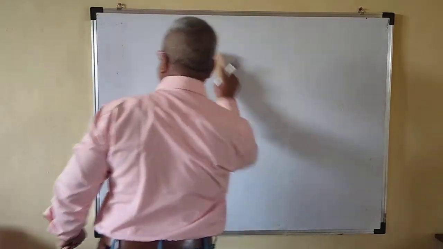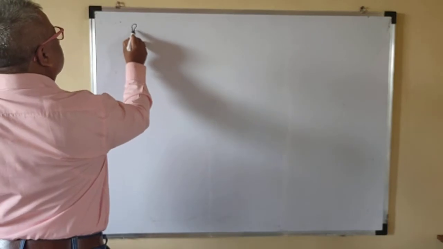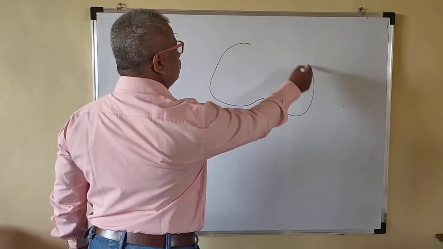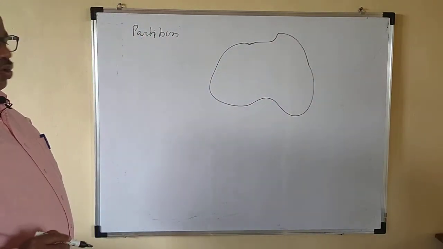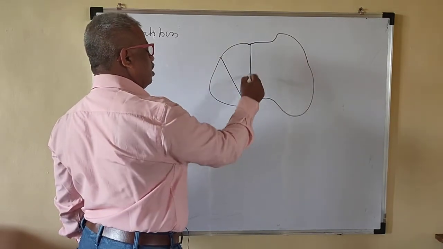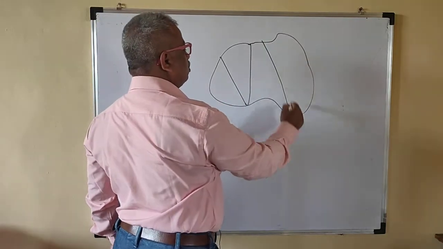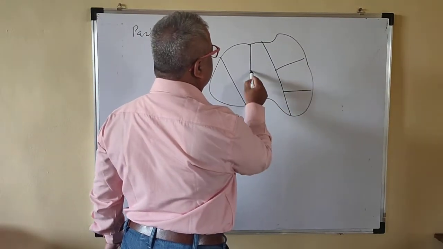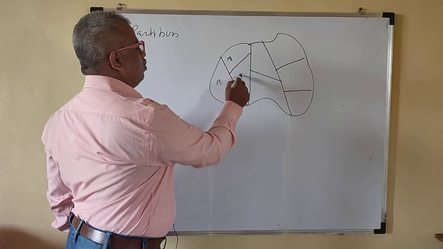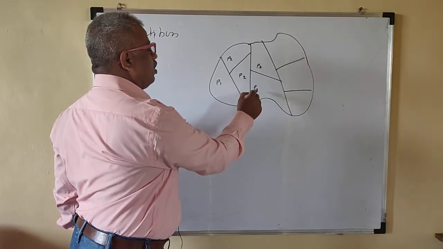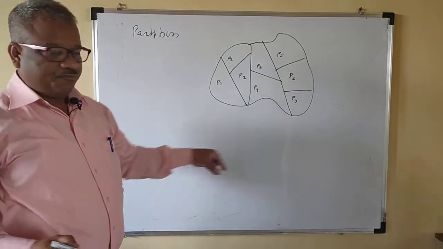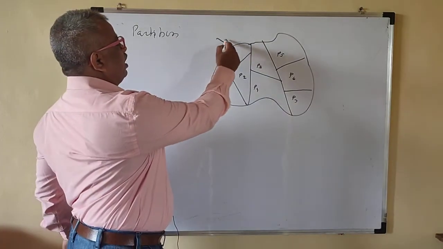Now we'll write partition. What do we mean by partition? Suppose this is your region, and we want to form a partition like this. I will write this as P1, P2, P3, P4, P5, P6, P7. Now see, this is your whole set, capital X.